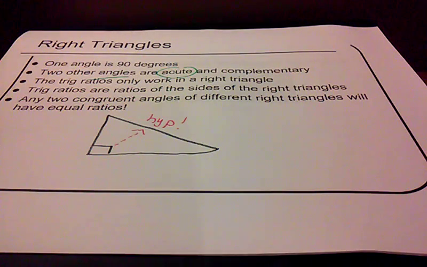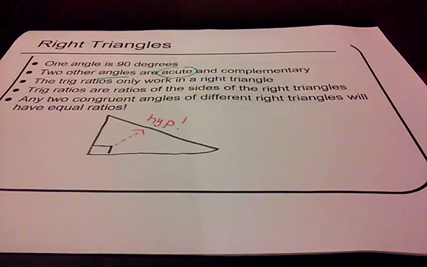Now, this is crucial. The trig ratios that we cover, all six of them, sine, cosine, tangent, cosecant, secant, and cotangent, only work and apply whenever you're working with a right triangle. So if the problem doesn't specifically say, hey, this is a right triangle, then no, you can't use these trig ratios because you're going to get the wrong answer. And that's not really nice.